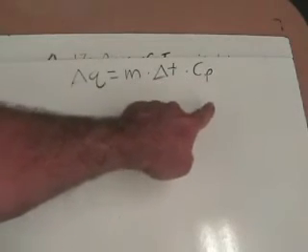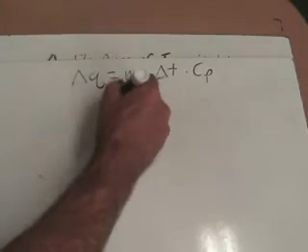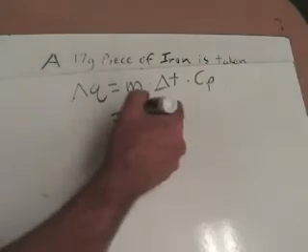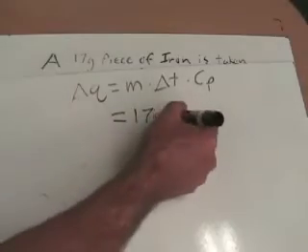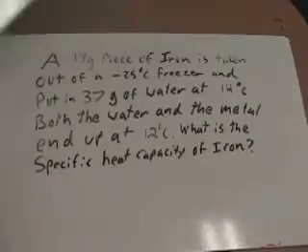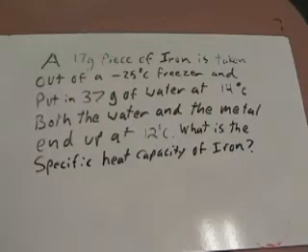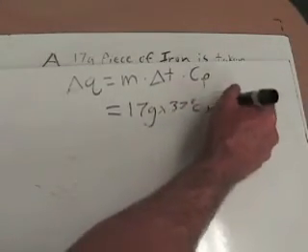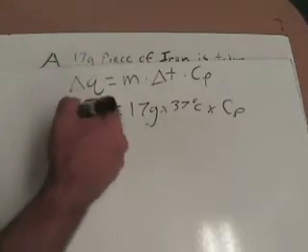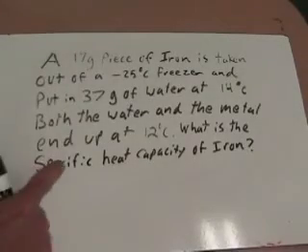So what we're looking for is the specific heat capacity of the iron, which means I need to be able to substitute in the following information. Now, I know that the mass of the iron is 17 grams. I know that the change in temperature of the metal, it was negative 25 and it ended up being 12. The difference between those two is 37 degrees. I'm looking for the specific heat capacity, but I also have to know what the delta Q is. Now, in this case, I wasn't given either piece of information. I don't know what the delta Q is, but I can find it by using the water.